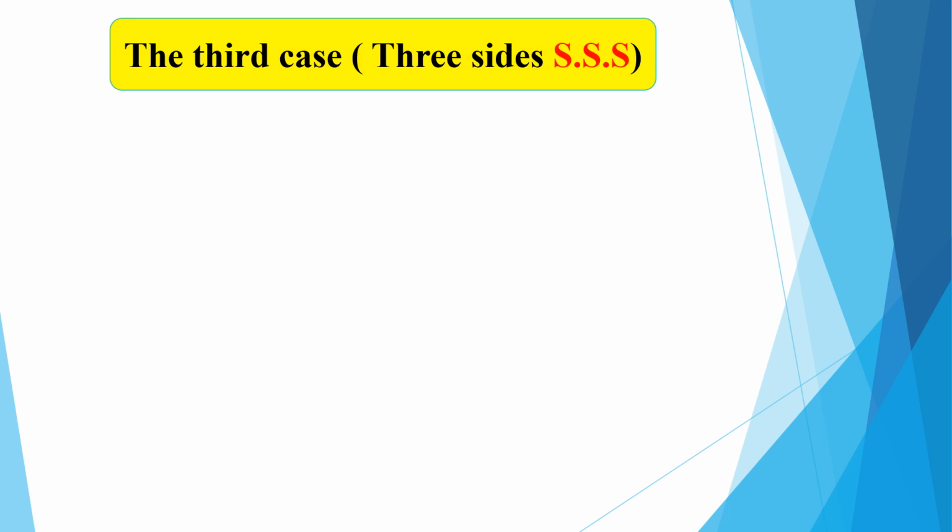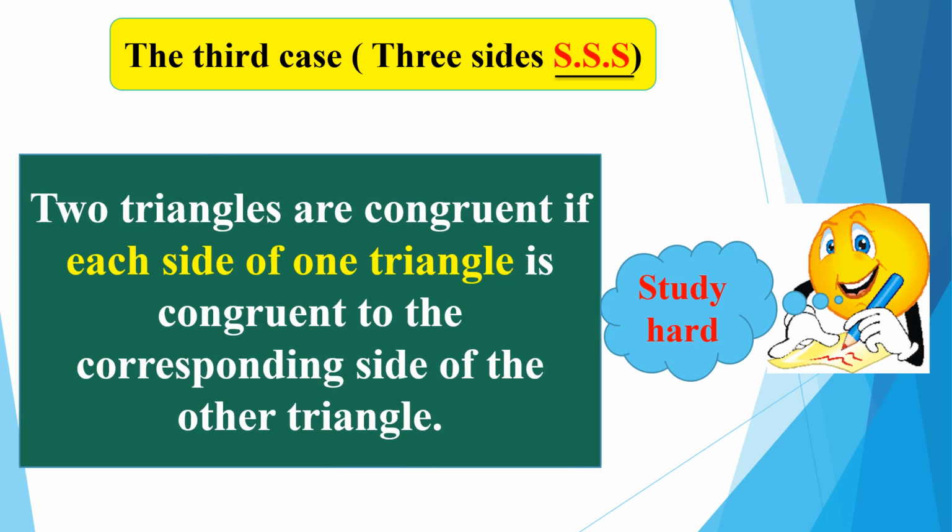The third case, 3 sides, side, side, side. Study the definition hard. Two triangles are congruent if each side of one triangle is congruent to the corresponding side of the other triangle.